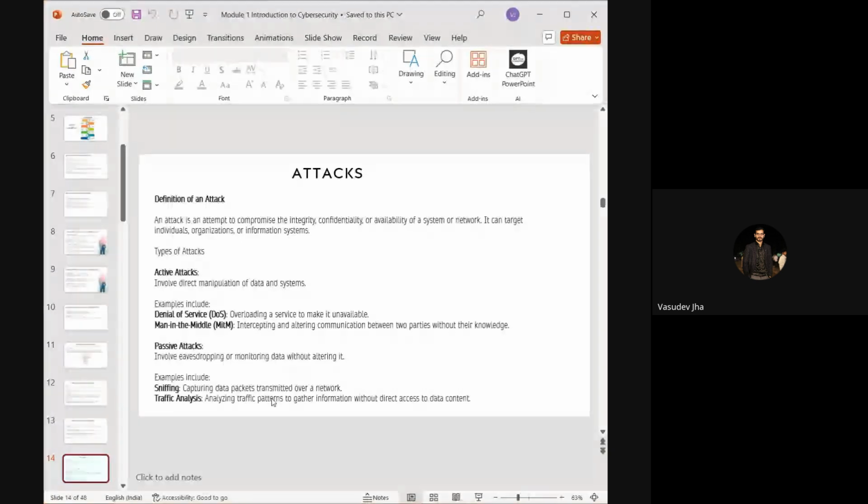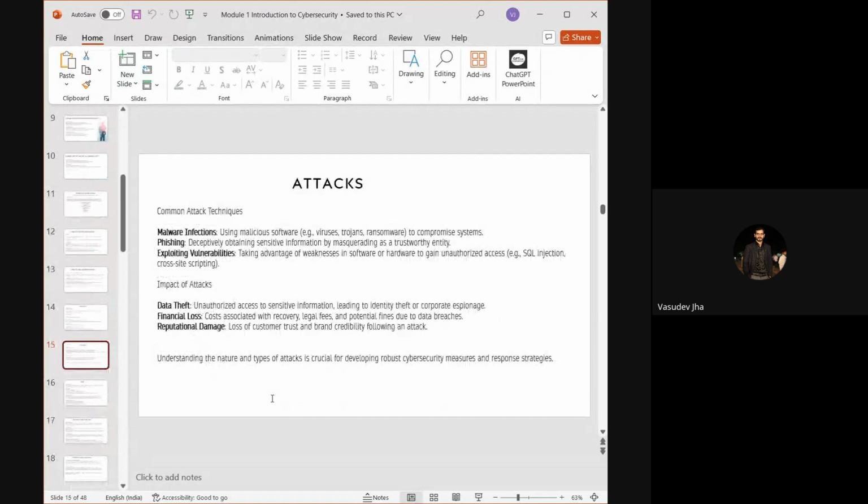In attack, we basically have two types: active attack and passive attack. In active attack, the attacker is directly manipulating the transactions or transitions. In passive attack, he is not manipulating anything, he is just observing or monitoring. Examples of active attack are DoS and MITM. In passive attack, we have traffic analysis and sniffing. Some common attack techniques are malware infection, phishing, and exploiting vulnerabilities.